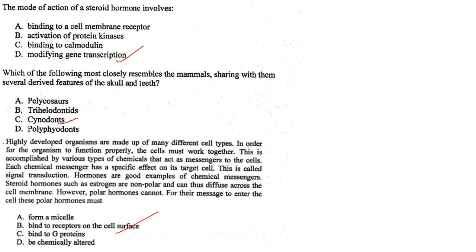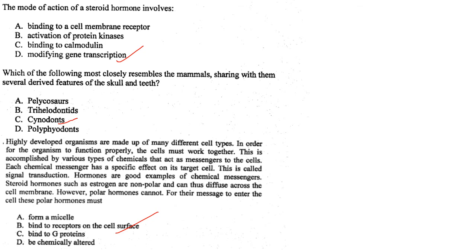Then next one. The mode of action of a steroid hormone involves modifying the gene transcription. That is the mode of action of steroid hormone. Then next one. Which of the following most closely resembles the mammals, sharing with them several derived features of the skull and teeth? So it is the cynodonts that closely resemble the mammals. So answer is option C.